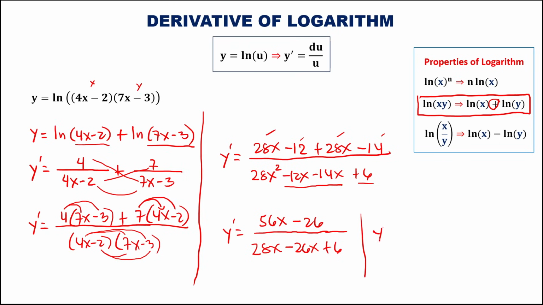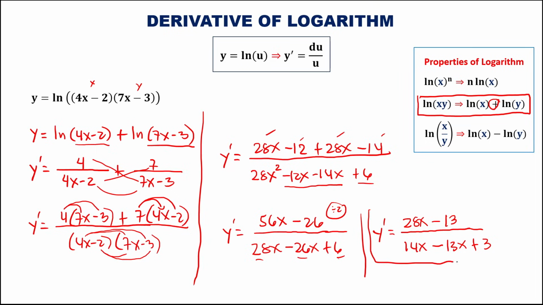Then observe that all the numbers are divisible by 2, so we need to reduce. So 56 divided by 2 becomes 28x, then minus 26 divided by 2 is 13. Then 28 divided by 2 is 14x squared, then minus 26 divided by 2 is 13x, then plus 6 divided by 2 is 3. So this is now the derivative.